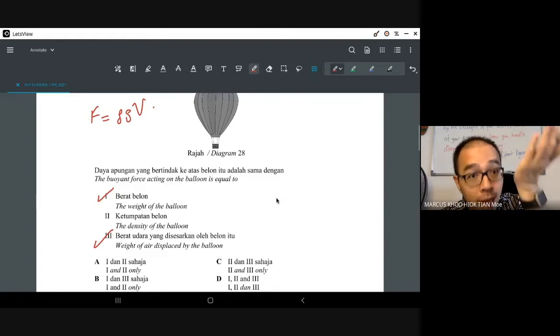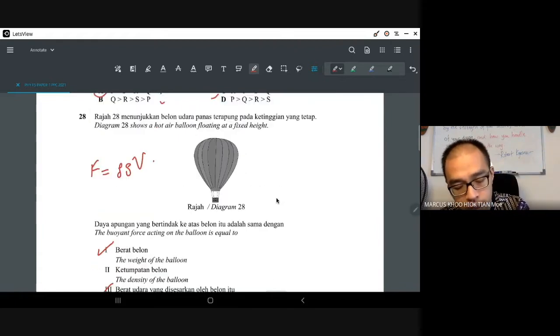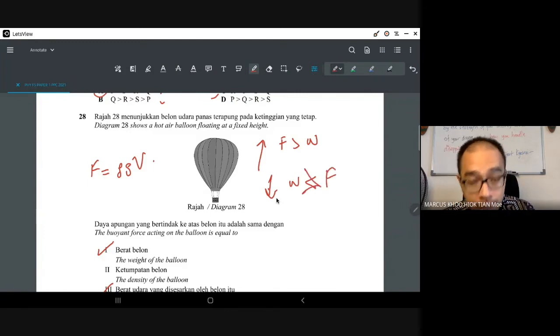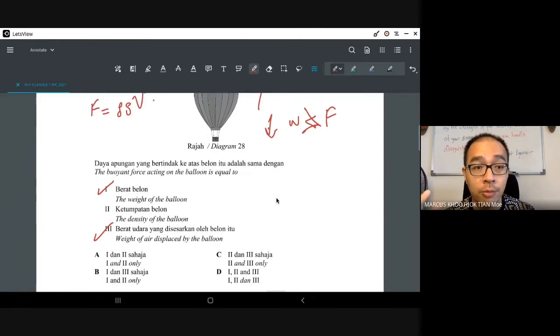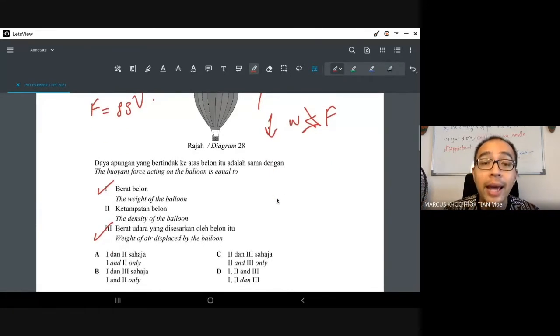If the balloon is going upwards, it means the buoyant force is bigger than the weight. If it is going down, it means the weight is bigger than the buoyant force. But since it is at a fixed height, dia tidak bergerak ke atas, dia tidak bergerak ke bawah, it is floating. And since it is floating, the buoyant force must be equal to the weight of the balloon and the weight of the air displaced by the balloon.